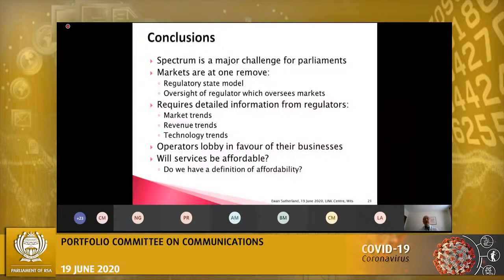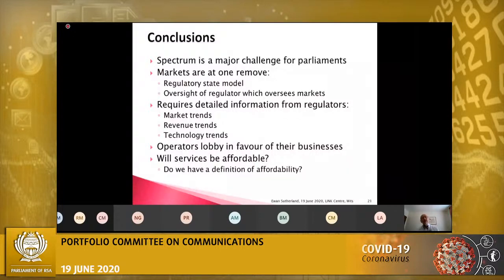It does require quite detailed information from regulators about market trends, revenue trends, technology trends. And obviously, operators are lobbying in favor of their businesses. Where do you get the countervailing views from? Where do you get the users? Where do you get the NGOs who will say, no, this is the view of what poor people think, what people who are not being served think?